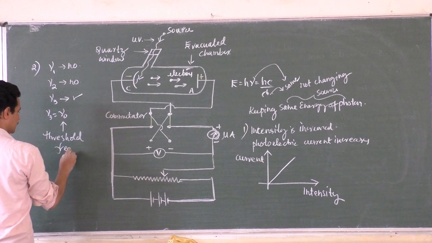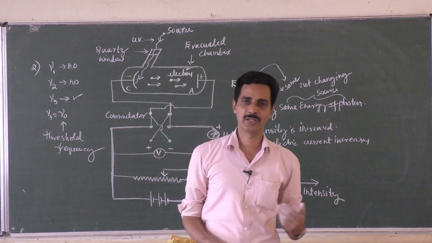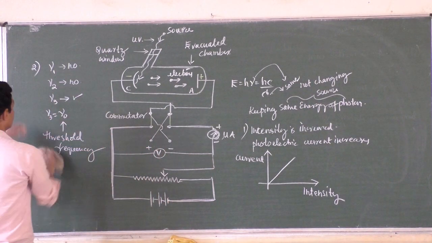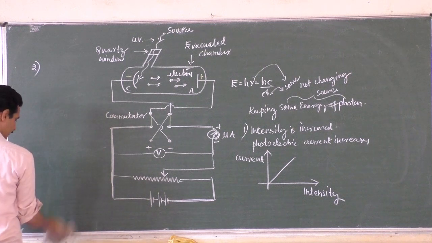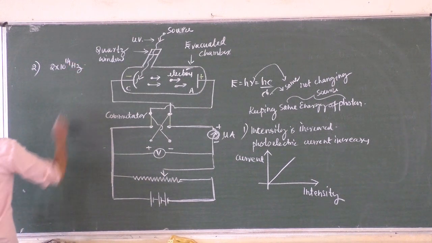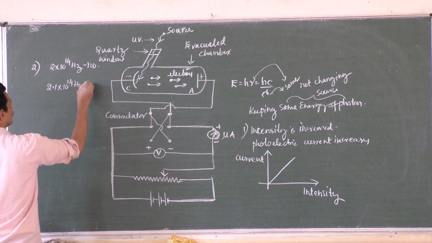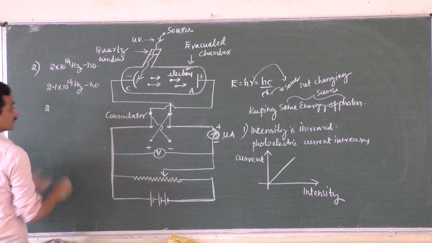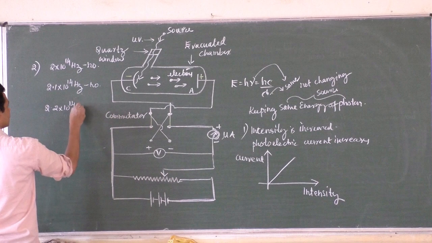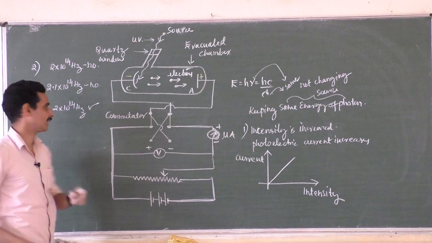What do you mean by threshold frequency? The minimum frequency above which photoelectric emission can take place. Sir, if I increase the frequency further, I'll take a numerical example itself. When I took 2 into 10 to the power 14 hertz frequency, frequency is measured in hertz, no photoelectrons are emitted. 2.1 into 10 to the power 14 hertz, no photoelectrons are emitted, because I don't get any current, I can check it. 2.2 into 10 to the power 14 hertz. Yes, sir, I get photoelectric current and there are photoelectrons emitted. That means photoelectric emission started from 2.2.